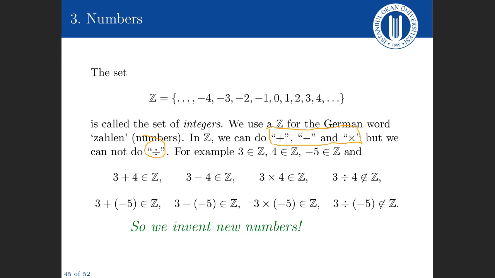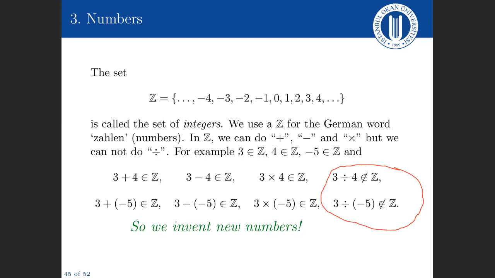For example, if I add two numbers together, 3 plus 4, say, that's in Z. I could add 3 plus minus 5, we're still in Z, that's fine. I can do subtraction, I can do multiplication. Multiply two integers together, we still have an integer. But what we can't do is we can't do division. For example, 3 divided by 4 is not an integer. And 3 divided by minus 5 is not an integer.